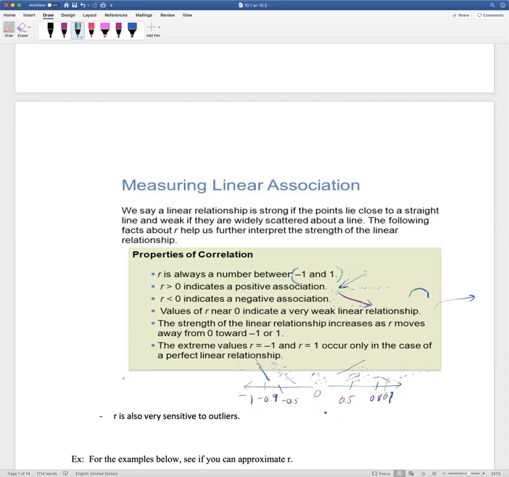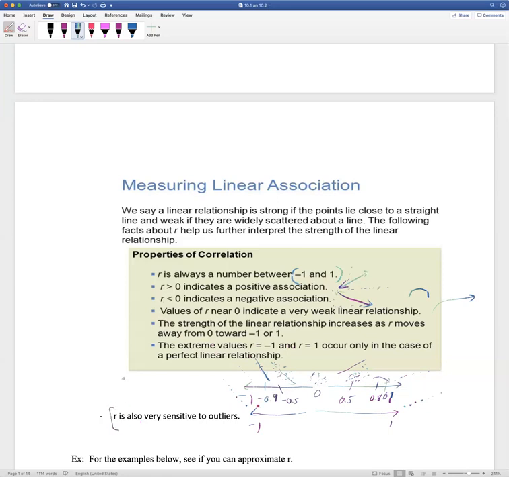So on this scale, the closer that you move to these outermost values over here, to 1 and to -1, the more linear your relationship is going to be. And also the extreme values of -1 and +1 occur only in the case of a perfect linear relationship. This is only if each point in your data fits exactly on one line, which, as I said before, is kind of rare in data, but it is possible to happen.